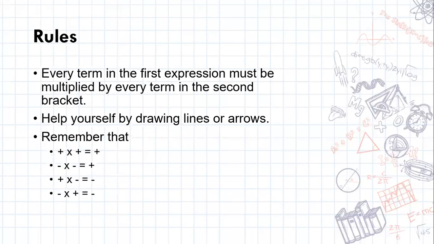Now, there are certain rules that you need to follow when multiplying binomials with trinomials. Make sure that every term in the first expression is multiplied by every term in the second bracket. To help you with that, you can draw lines or arrows, and I'll show you that in our examples just now. Also remember that when you multiply same signs, like plus with plus or minus with minus, you get a plus. If you multiply different signs, so plus with minus or minus with plus, you get a minus sign. It works exactly the same way for divide as well.